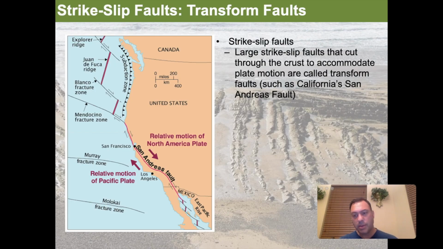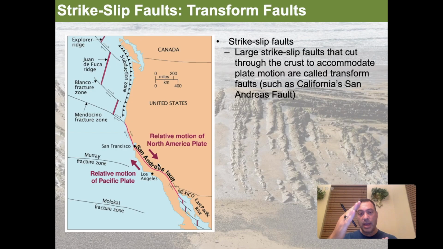The great thing about strike-slip faults and their role in plate tectonics is that they effectively form the major transform fault unit. So strike-slip faults can also form transform faults. Large strike-slip faults that cut through the crust to accommodate plate motion are called transform faults, such as California's San Andreas Fault. Here we see the Pacific plate moving, in this case, to the northwest. The relative motion of the North American plate is to the southeast. So the San Andreas Fault is basically the barrier between the two.